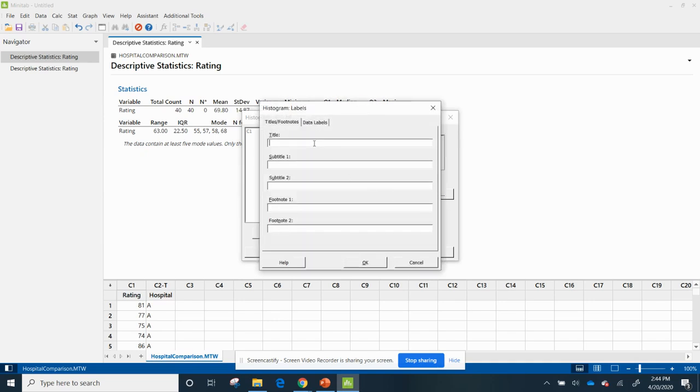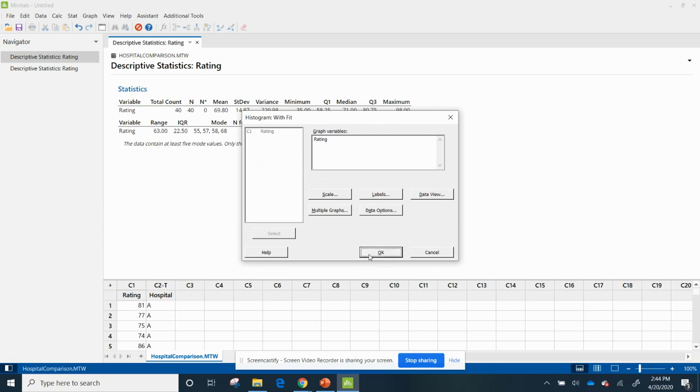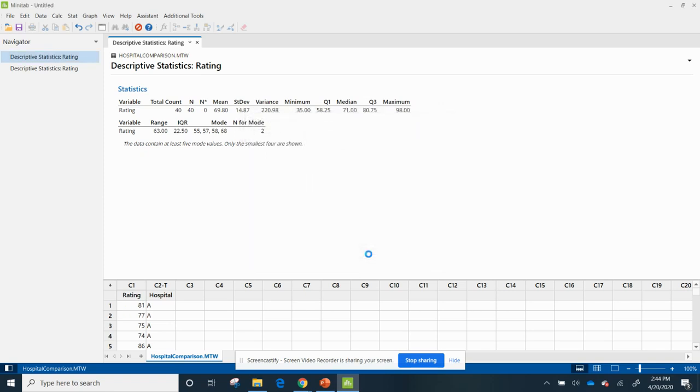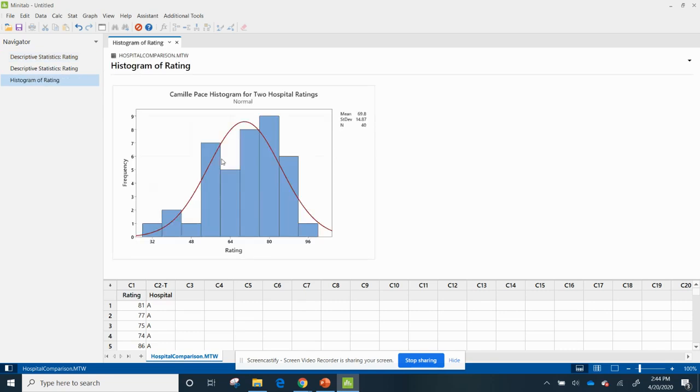And remember, for this class, I'm always going to put my name for what my graph is. Camille Pace, histogram for 2 hospital ratings. Okay. So this means they're together. So if I hit that, and again, remember for me, any graph that we do in here, you need to have your name on it.